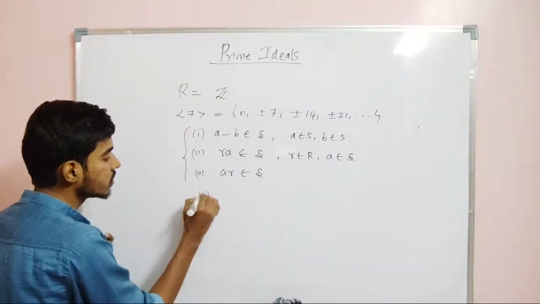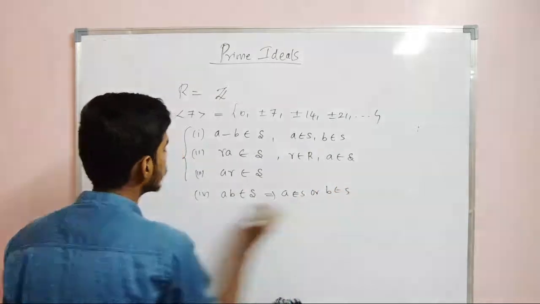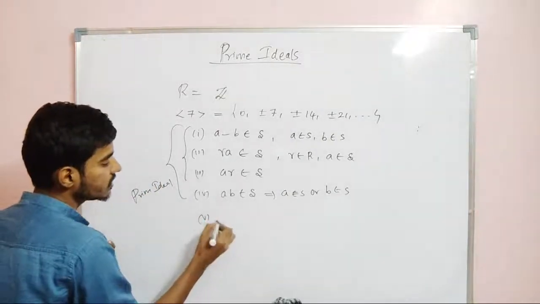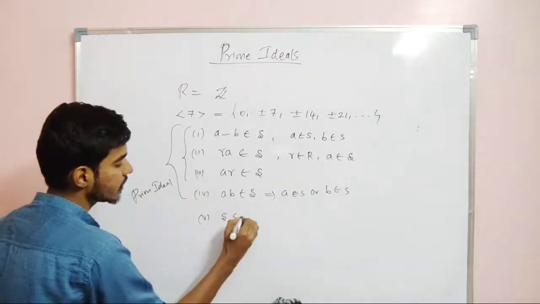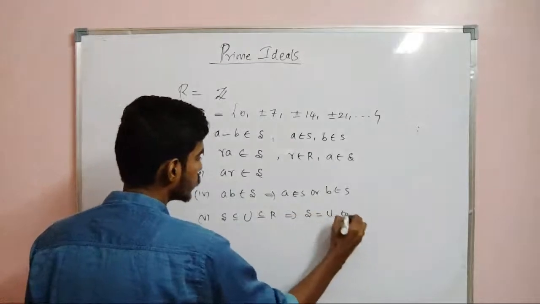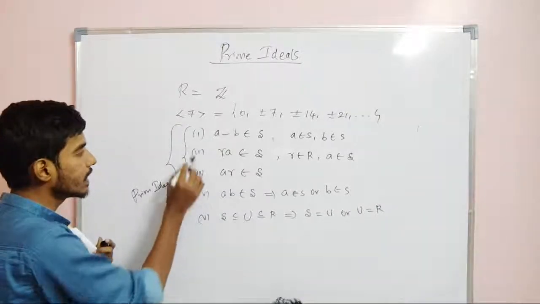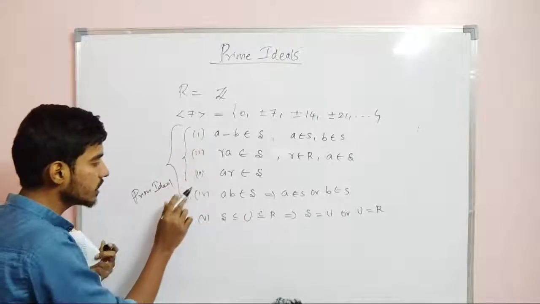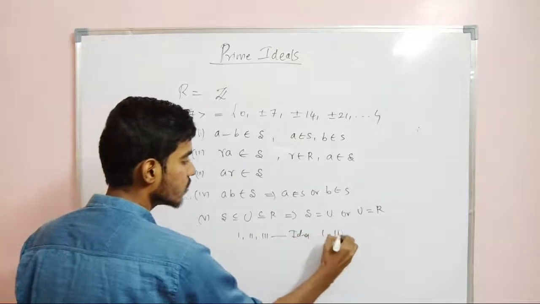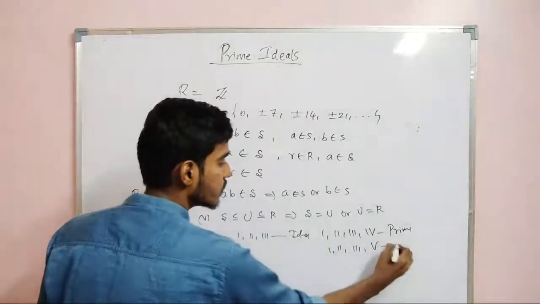If along with this, ab belongs to S implies a belongs to S or b belongs to S, then this will be a prime ideal. Suppose there is no other ideal, suppose S is contained in U and U is contained in R, this implies either S is equal to U or U is equal to R. This is the definition of a maximal ideal. So 1, 2, 3 is an ideal, 1, 2, 3, 4 is a prime ideal, 1, 2, 3, 5 is a maximal ideal.